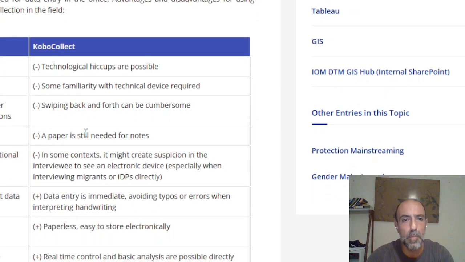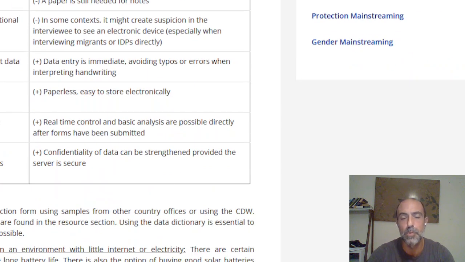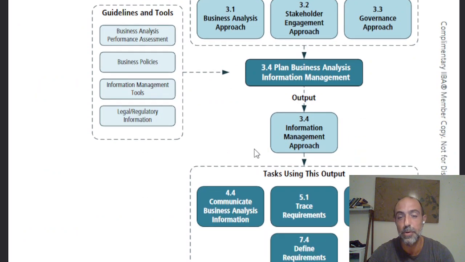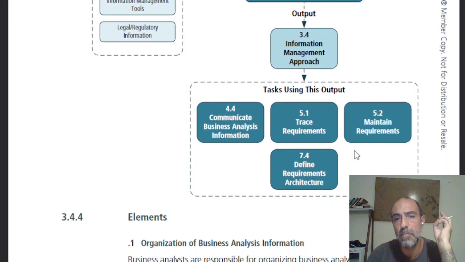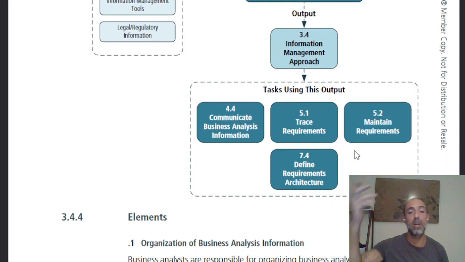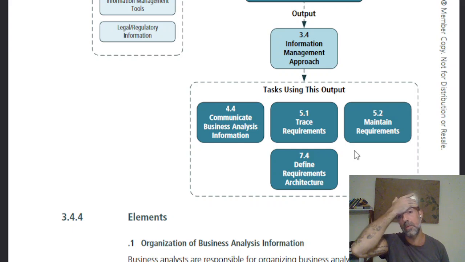There are paper form and technology. Information management tools are basically software, certain techniques, things like this. All right, worth the Google search. So after this, you have the past. All of these fall under business analysis information management, legal regulatory information, and then basically the output is an information management approach, which will be used to communicate business analysis information, to trace requirements, to maintain requirements, and define requirements.